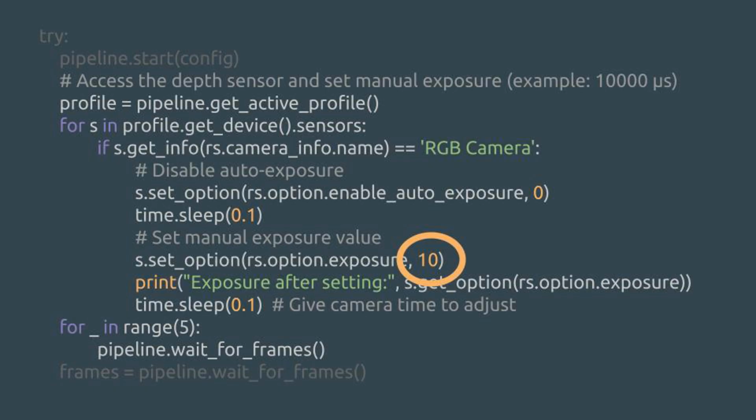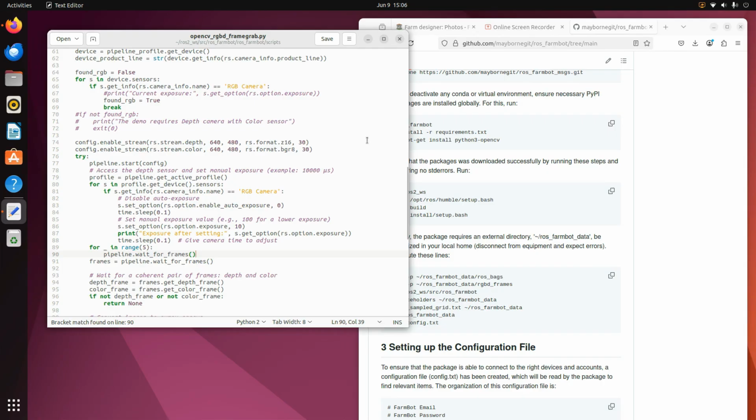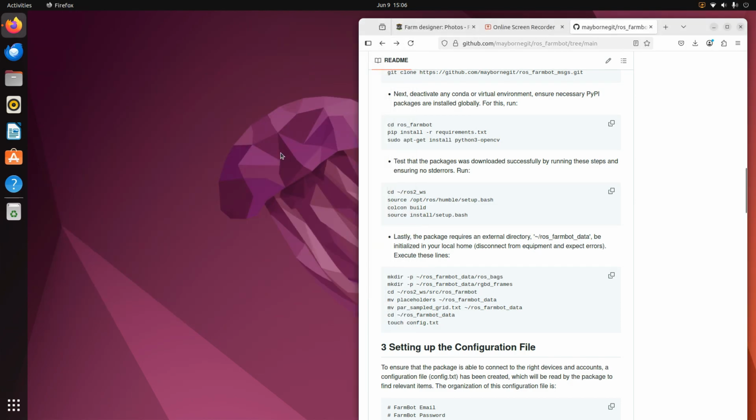Enter the exposure value you just saw in the RealSense viewer and test taking images to see if the exposure is set correctly. If it is too bright, make the exposure slightly lower, and if it is too dark, make the exposure higher. Make sure to save all the files you have made changes to after editing them.